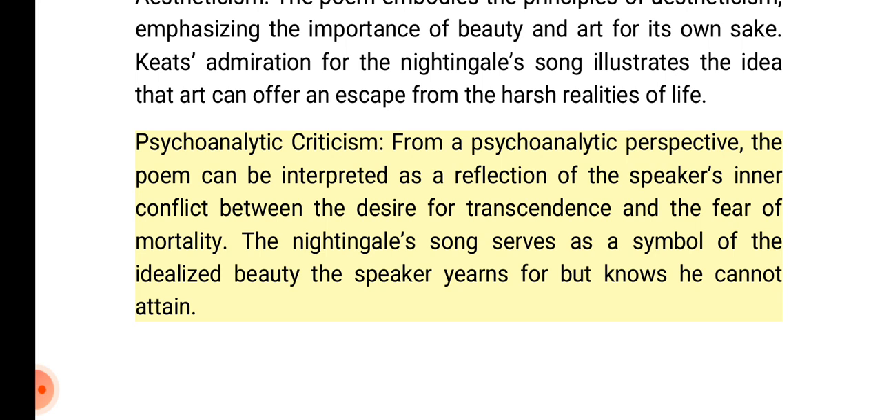Psychoanalytic criticism. From a psychoanalytic perspective, the poem can be interpreted as a reflection of the speaker's inner conflict between the desire for transcendence and the fear of mortality. The nightingale's song serves as a symbol of the idealized beauty the speaker yearns for but knows he cannot attain.